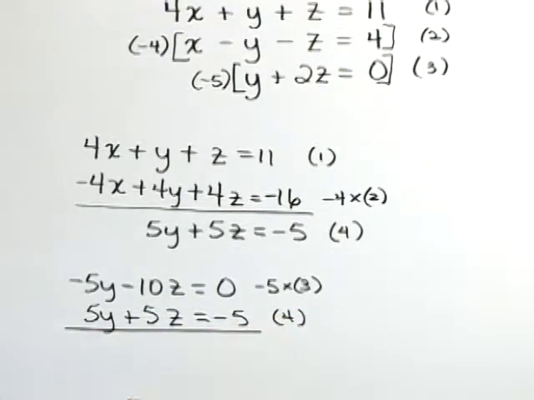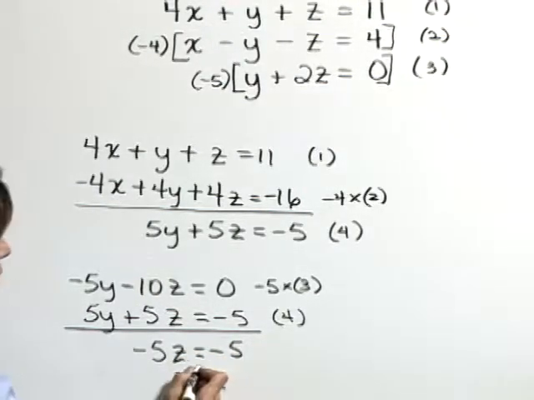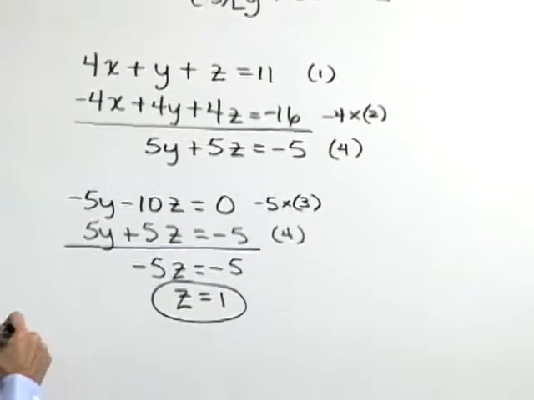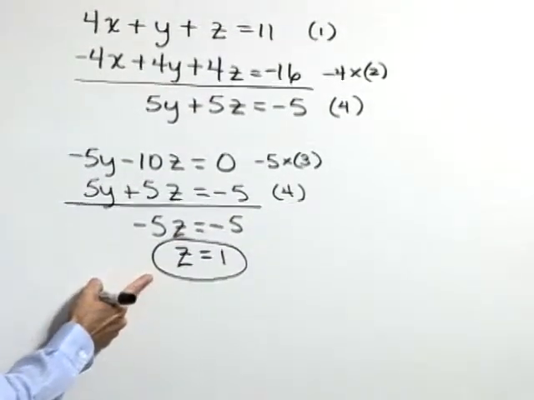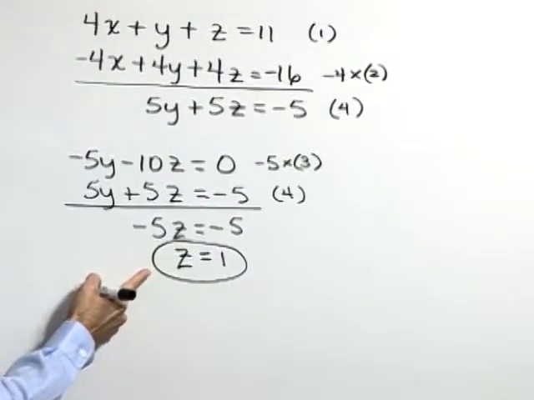Let's add these equations together. Here we see our y variable cancel. We get a negative 5z is equal to negative 5, or z is equal to 1. So we found the value of one of our variables. Now let's go find the value of another one.